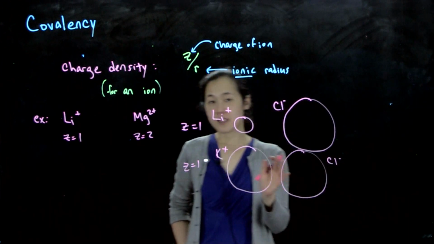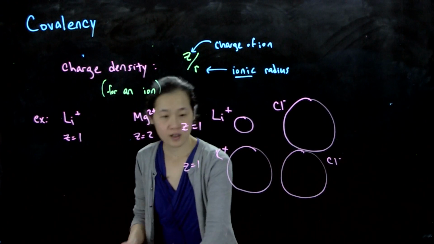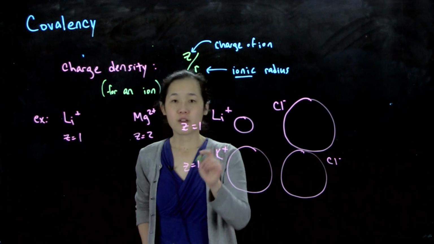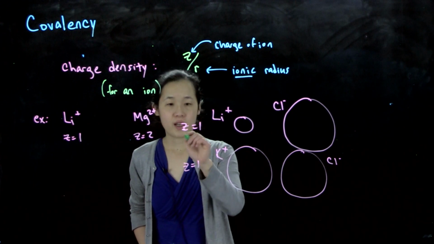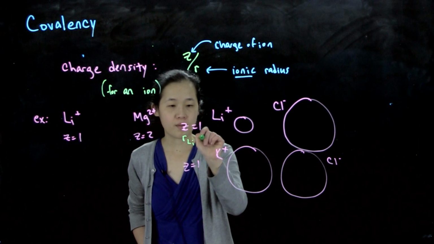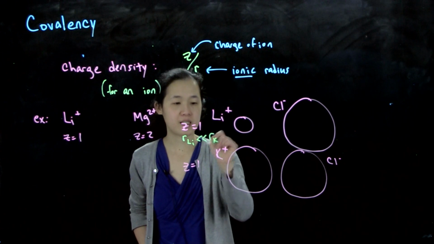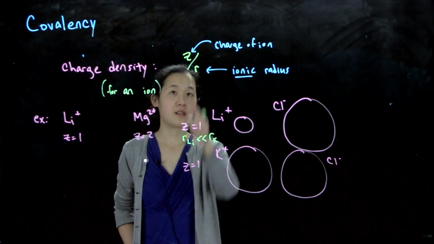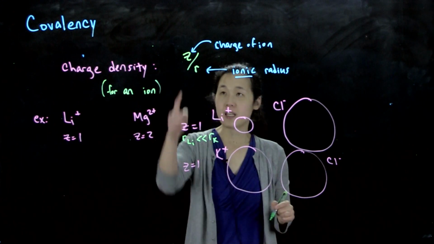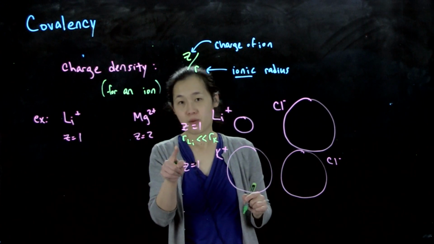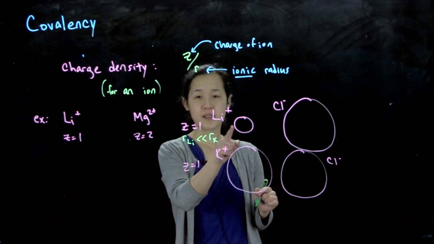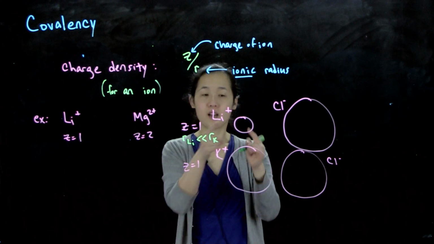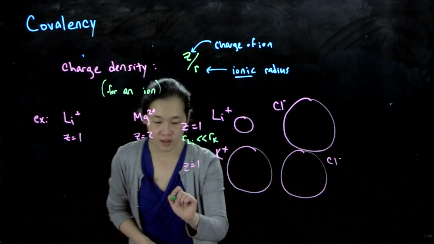So the reason this has an effect is if we think about Z over R. Z over Z, they're both Z equals 1, but R lithium is much, much smaller than R potassium. So what we're saying is the charge density, which is again Z over R, the Z's are both the same, but it's inversely proportional to the ionic radius. So because this is smaller, the charge density of lithium is much higher.